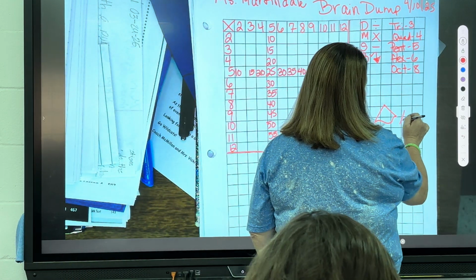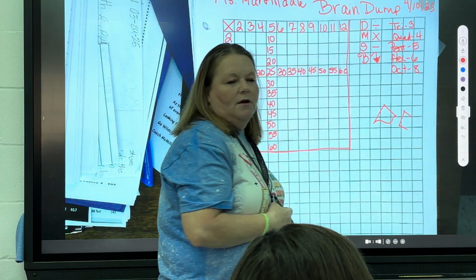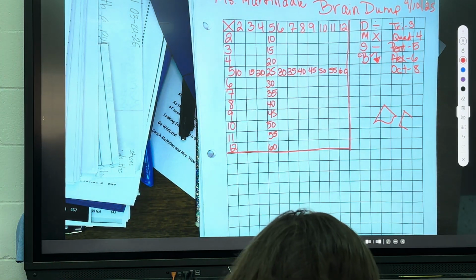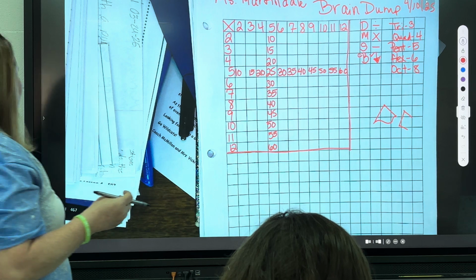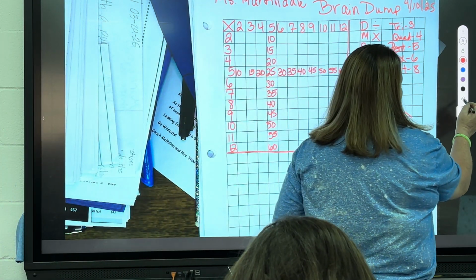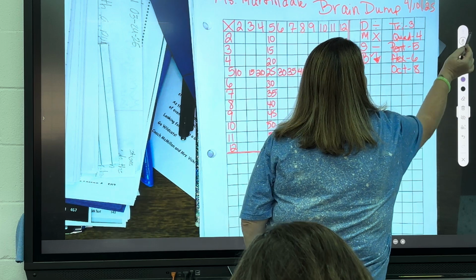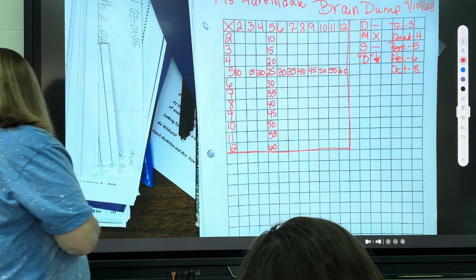Would that be considered a triangle? No, because it's not closed, okay? So a polygon has to have all closed sides. Very good. Now the next thing that we need to remember is what?